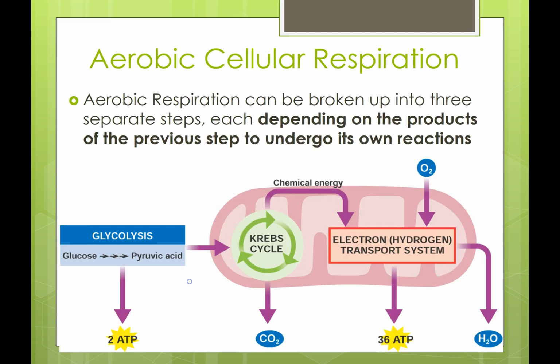So aerobic cellular respiration can be broken up into 3 separate steps, and each is actually dependent on the products of the previous steps to undergo its own reactions. We've talked about glycolysis. We've had glucose turn into pyruvic acid or pyruvate. That pyruvate goes into the Krebs cycle. The results of the Krebs cycle are then going to make sure the electron transport chain undergoes and produces a heap load of ATP.